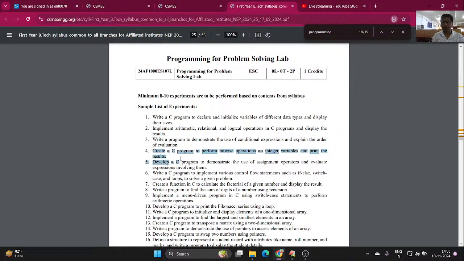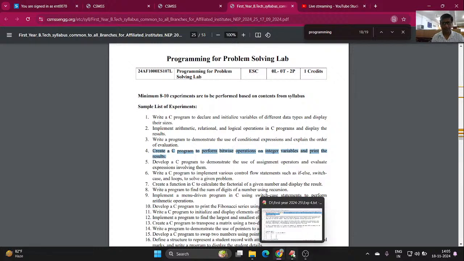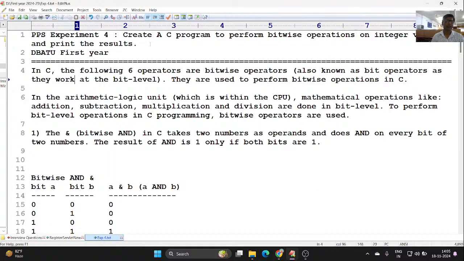Create a C program to perform bitwise operations on integer variables and print the results. Okay. So in the last sessions we learned about third experiment and fifth experiment. Today we shall see about bitwise operations in C programming. Fine. So create a C program to perform bitwise operations on integer variables and print the results.